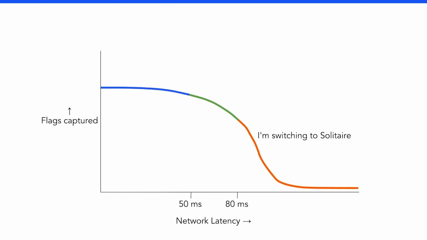Below 80 milliseconds, I'm switching to solitaire. This is frustrating. By the time I shoot, the person is gone. They're not there anymore. I'm missing all the time. So if I'm running a Quake 3 server, I might target an SLO saying 99% of the time I want to be less than 80 milliseconds. 50 milliseconds would be great, but maybe my target for something that's just a frivolous game is going to be what's playable as opposed to what's optimal.